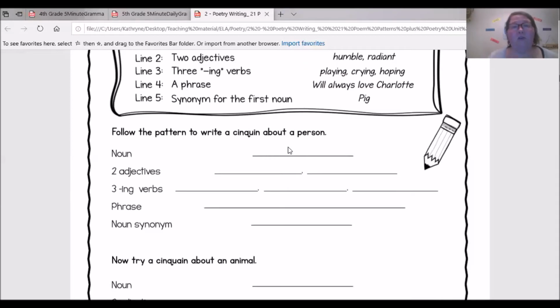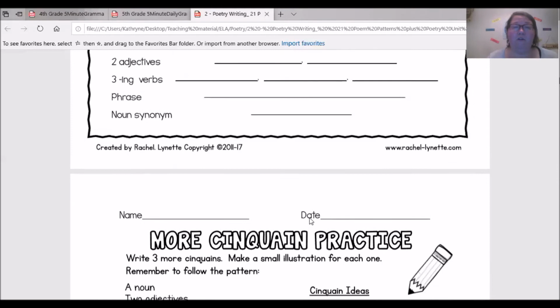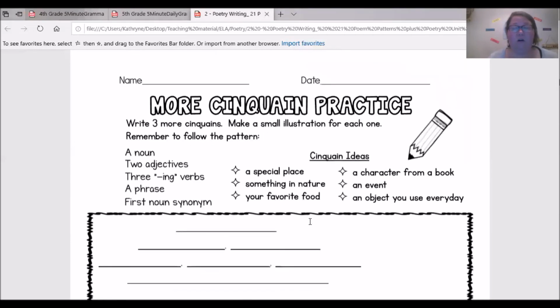So yesterday you were asked to do a poem about a person. It could have been about anybody, even yourself, and an animal. And like I said, most people did really well on that. Then for today, this is what your page is going to look like. It's basically the same thing.